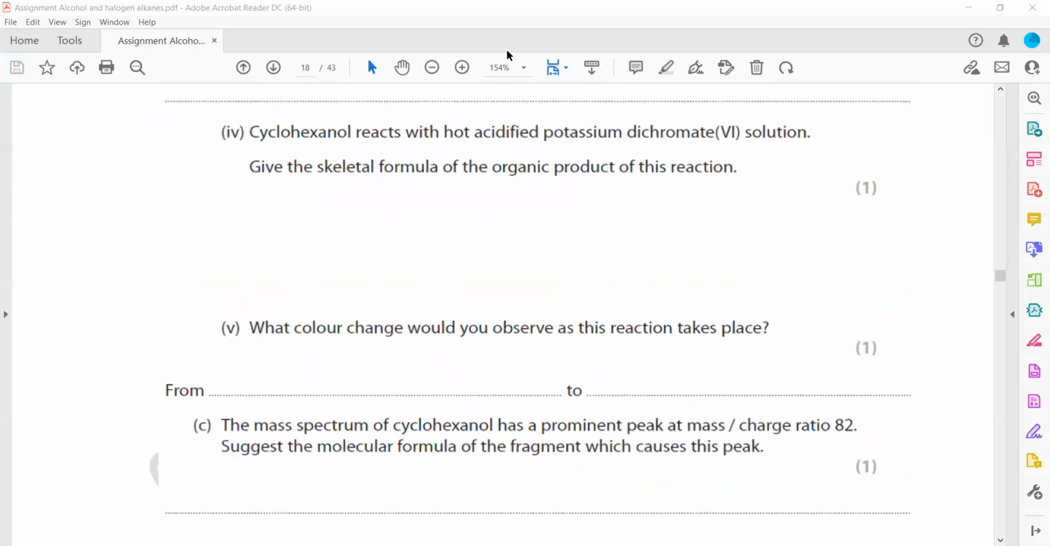Cyclohexanol reacts with hot acidified potassium dichromate. This is an oxidizing agent. Give the skeletal formula of the organic product. First we have to check which type of alcohol it is, because in oxidation of alcohols, a primary alcohol will first form an aldehyde and then a carboxylic acid. If it is secondary, it will form a ketone. And if it is tertiary, it cannot be oxidized.